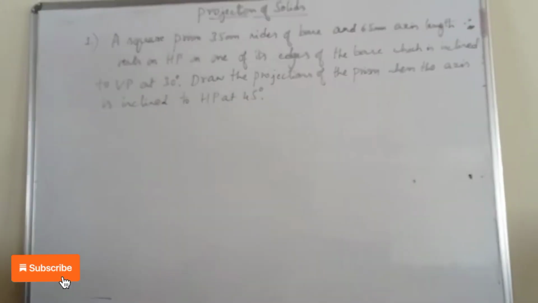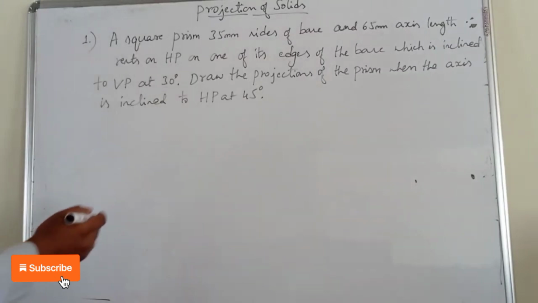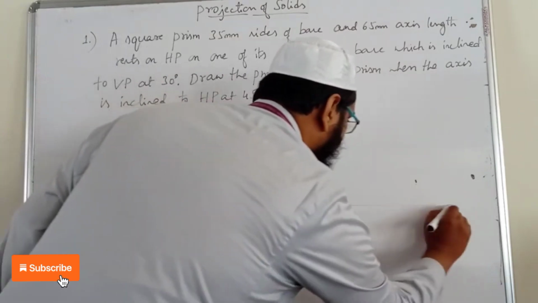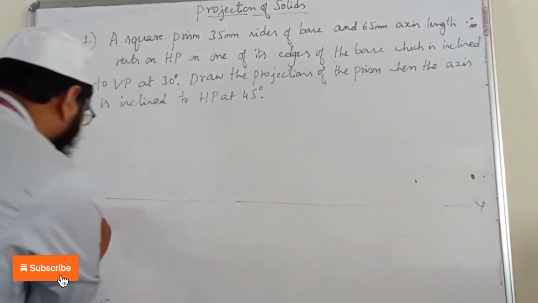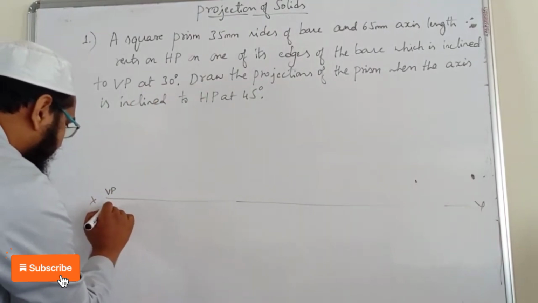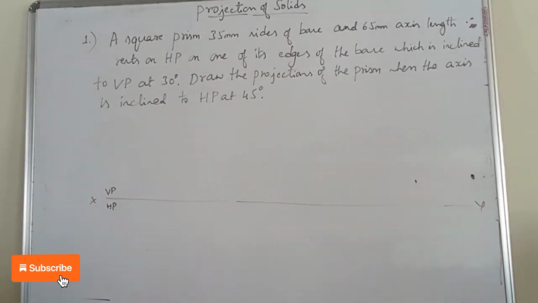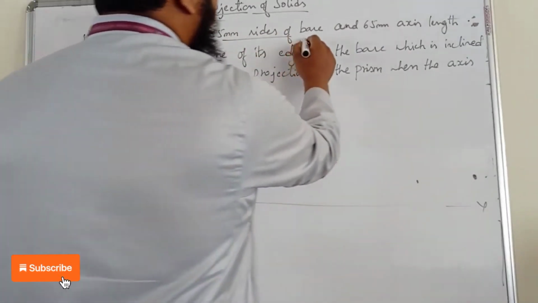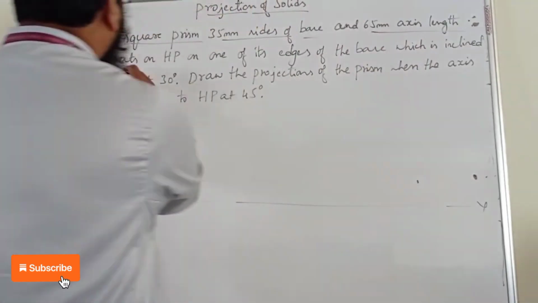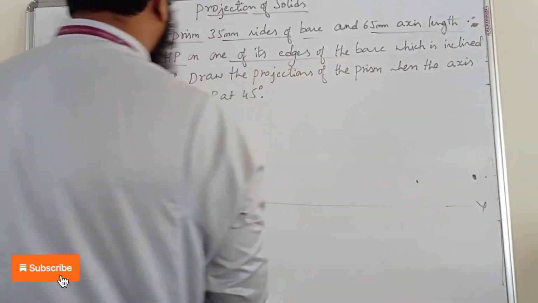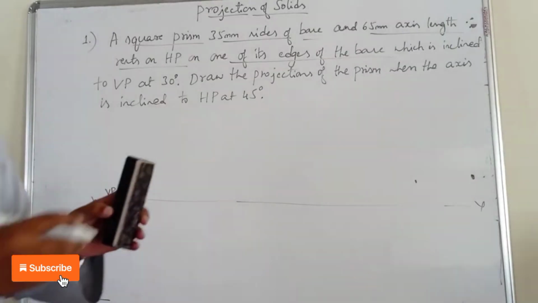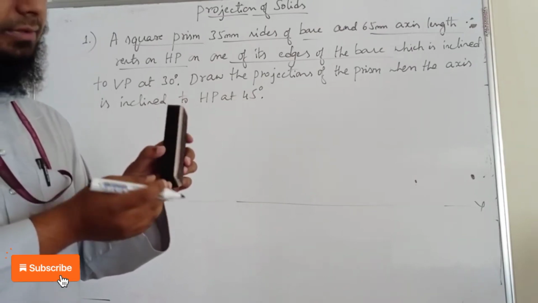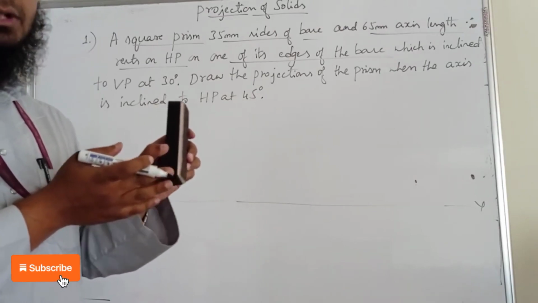So now we will proceed with the problem. In this problem we have to construct a square prism here, with XY, VP, HP. The square prism is of dimension 35 mm side of base and axis length 65, and it rests on HP on one of its edges of the base. Consider this is your square prism, and we need to construct it with the base edge here, on the right hand side.